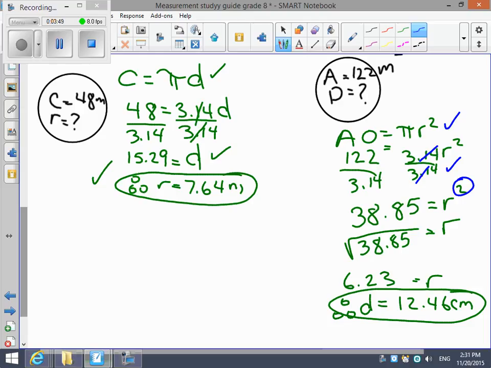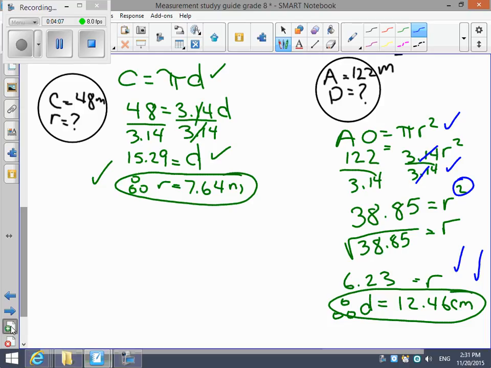So you type in the 38.85, hit the square root button, and it gives you that the radius is 6.23 for that circle. The question, however, asks for diameter. Diameter is twice the radius. You simply multiply it by 2, and you get 12.46.